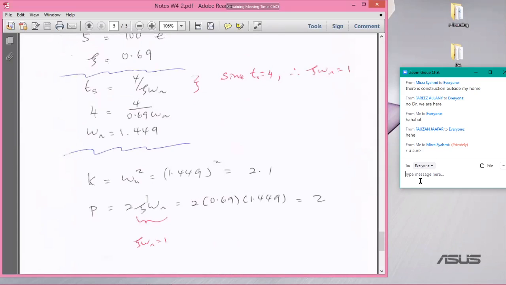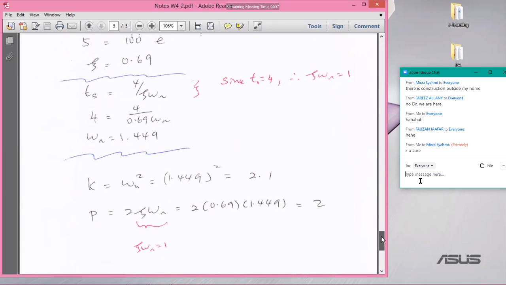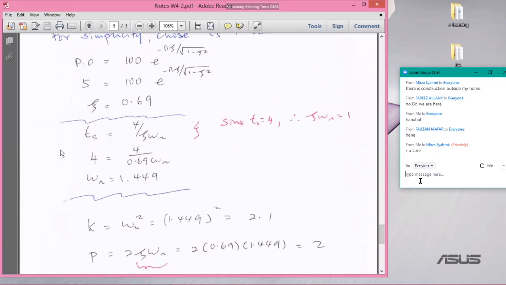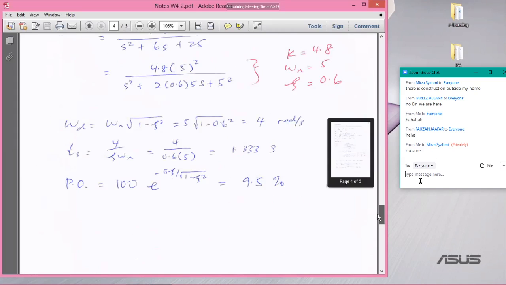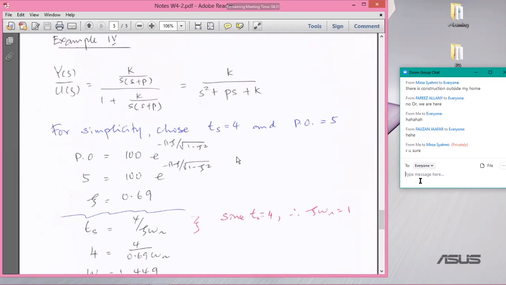Incidentally, zeta omega n here is equal to 1. 1 multiplied by 2 is equal to 2. From that equation, you can see that for settling time equal to 4 seconds, zeta omega n is equal to 1. And then you can quickly solve for K and P. So when K is equal to 2.1 and P is equal to 2, you can now fulfill the requirement of settling time equal to 4 seconds and percent overshoot equal to 5.